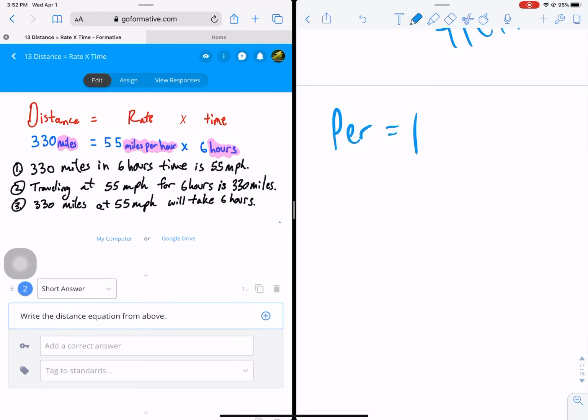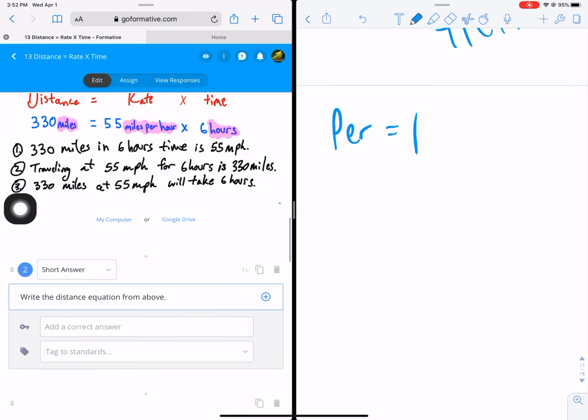Distance equals rate times time. If you're going 330 miles at 55 miles per hour, it's going to take you 6 hours. And there's 3 different ways to look at that. 330 miles for 6 hours is going to be the speed of 55 miles per hour. Traveling at 55 for 6 hours gets you 330 miles. So it's the same information, but worded 3 different ways, so that you see the differences there.